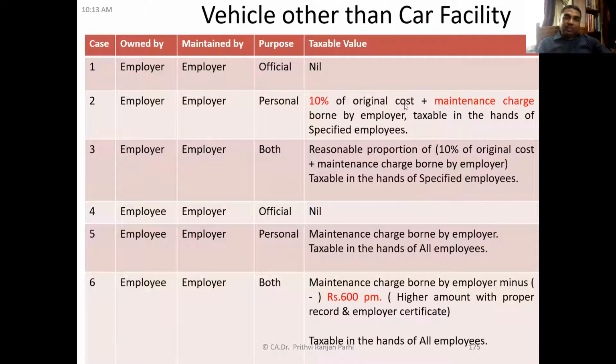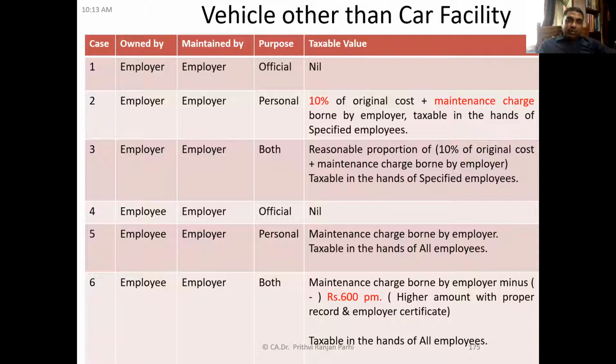Now, here we'll be talking not about a car, but some other vehicle. Maybe a two-wheeler, maybe a three-wheeler, anything. Not a car. When I say not a car, try to understand: jeeps are also cars. That has been clarified in the rule itself. Now, some other vehicle facility is provided, and here also you have to see the situation. Owned by employer, maintained by employer, and it is for official purpose. So taxable value is nil.